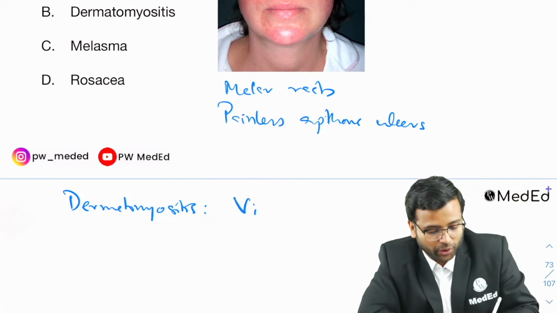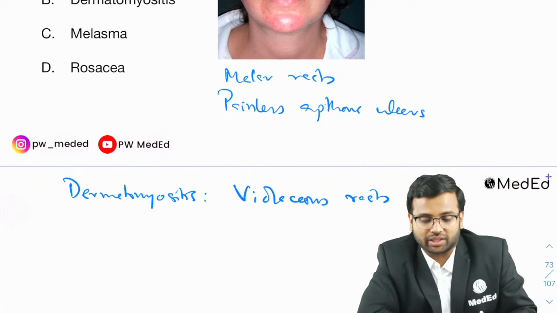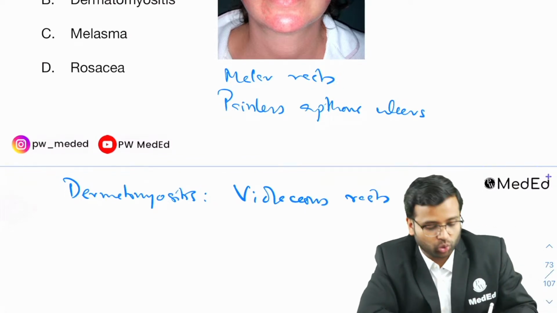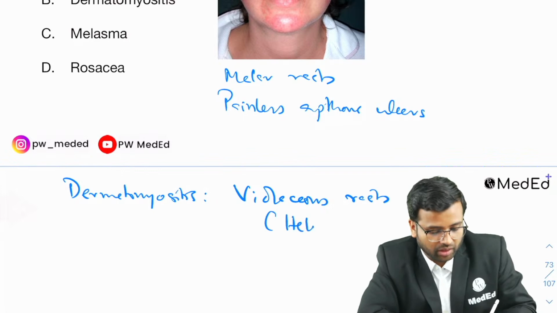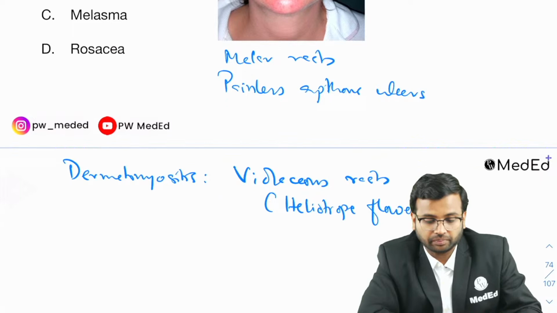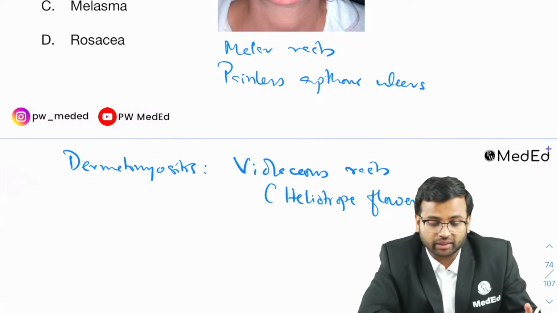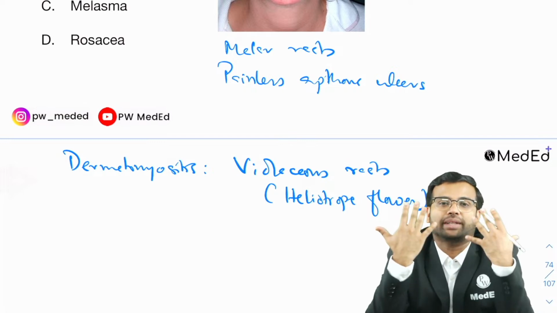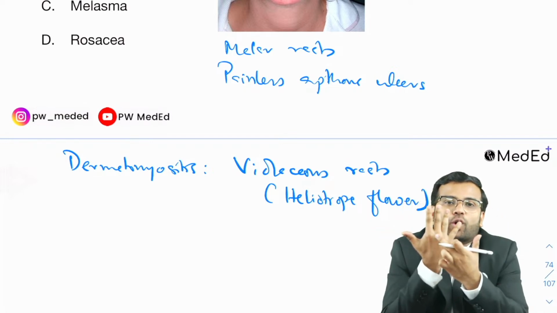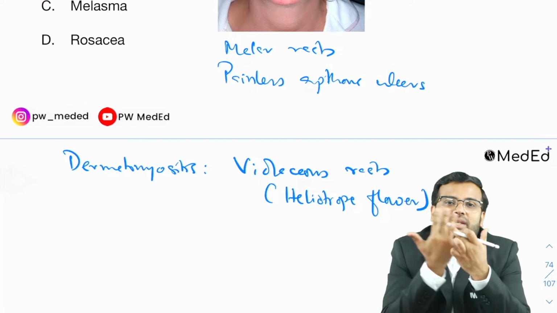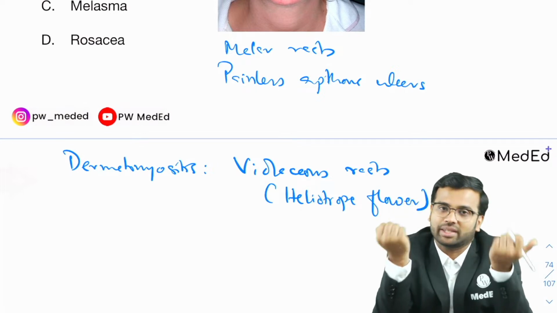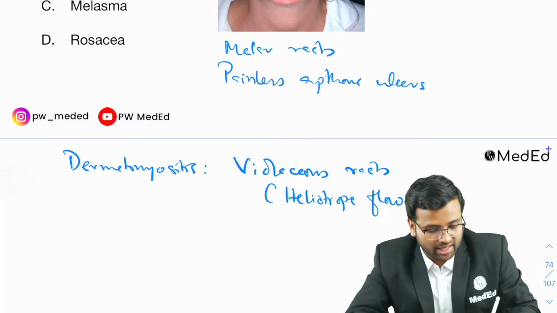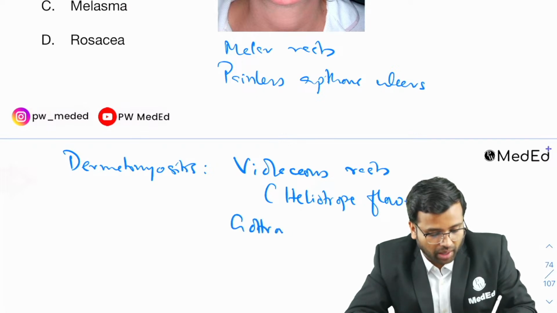So this is going to be a violaceous rash, isn't it? It can be compared to a heliotrope flower. Okay, very good. And then is there any finding over the hands of the patient of dermatomyositis, like over all these joints? Does the patient get some kind of papular lesion? Yes. So what are those called? These are called Gottron's papules.